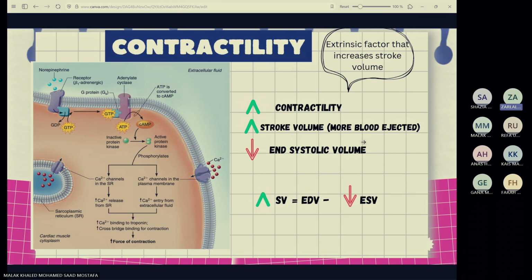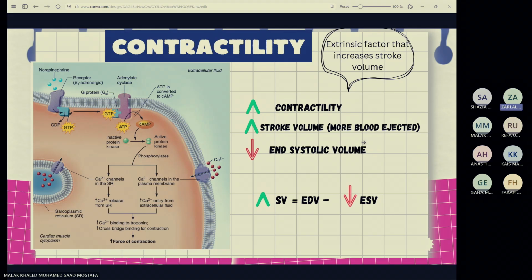If you increase the force of contraction, more volume of blood will leave the heart, so less volume of blood will remain in the heart, and end systolic volume will decrease. At the end, if we look at the formula, stroke volume equals end diastolic volume minus end systolic volume. So if end systolic volume decreases, stroke volume will automatically increase.